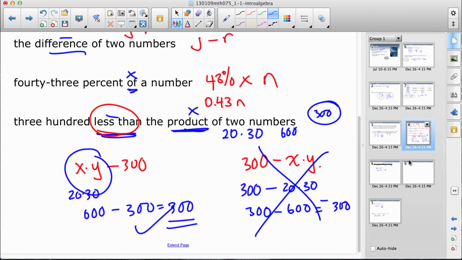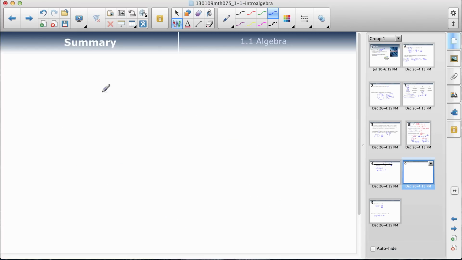Hopefully that gives you a nice, quick introduction to evaluating algebraic expressions with numbers, and also using words to come up with some kind of an expression. Practice a bunch of those in your textbook.